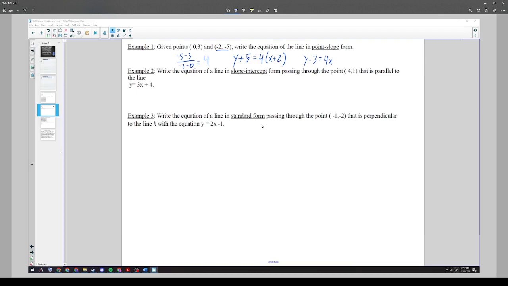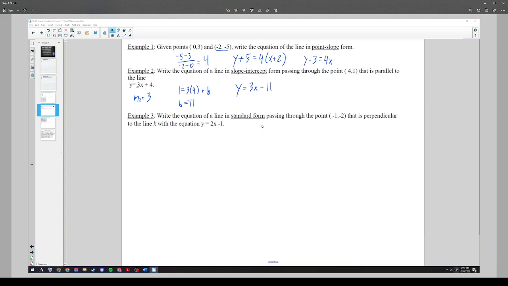Write in slope-intercept form passing through this point parallel to this line. So our original slope is 3. So parallel, our new slope is also 3. We pass through this point, so we could solve for the y-intercept either from point slope form or by substitution. I'm going to do substitution to say 1 equals 3 times 4 plus b, subtract 12, b equals -11. So my equation, y equals 3x minus 11.